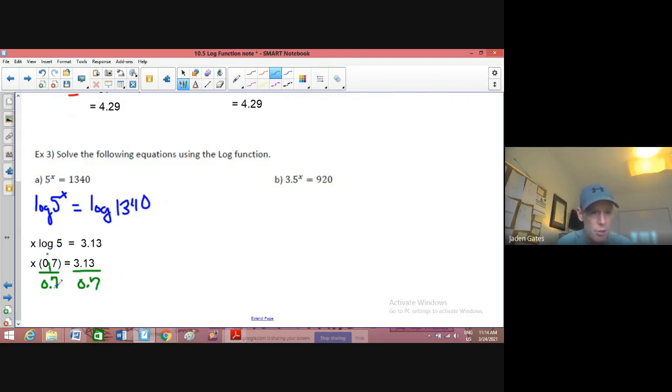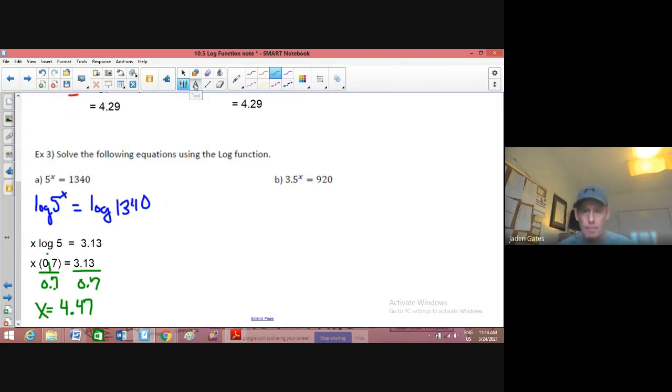And so those divide each other out. And my x value here ends up being 4.47. So again, the log function gives us a chance to solve for an exponent, which, unless you take my grade 11 math class, you haven't done yet. All right, now, B, let's try it again.